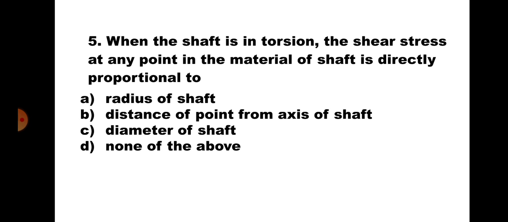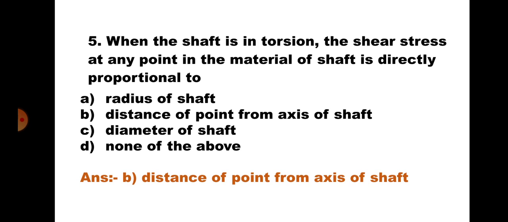Now friends, when the shear stresses are induced in the material of the shaft, the magnitude of shear stress depends upon the radial distance of that point from the center of rotation. As the radial distance goes on increasing, the stress will go on increasing, and at the center the radial distance is 0, hence the shear stress will be 0. So in this question, the shear stress is directly proportional to the distance of the point from the axis of the shaft. Hence the correct answer is B. Distance of point from axis of the shaft.